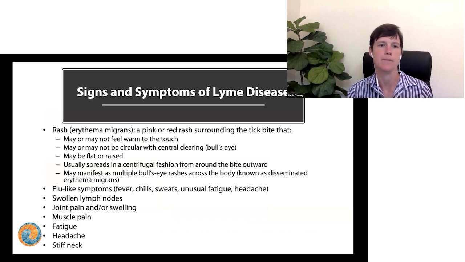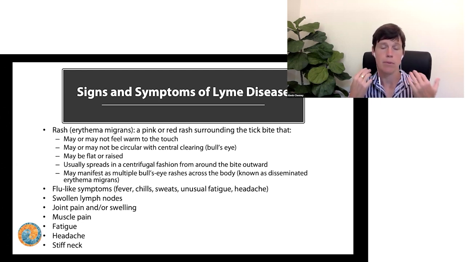Okay, so signs and symptoms beyond the rash. Yes, we've talked about the rash, but it could be warm to touch, though it doesn't have to be. It could be flat, it could be raised, it could look all these different ways, right? Then we're also looking for flu-like symptoms: fever, chills, sweats, that fatigue like you have the flu, headache, swollen lymph nodes, especially near the tick bite site.